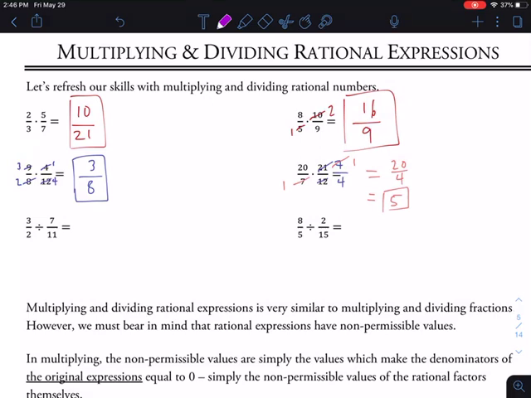Alright, welcome back. We're going to do dividing rational expressions in this video. If you have not watched the multiplying video, you should go do that first and then come back for this one.